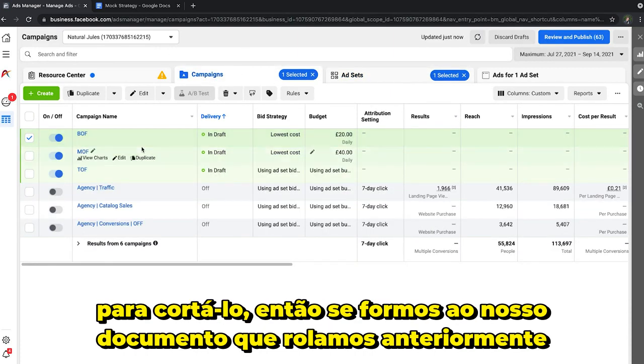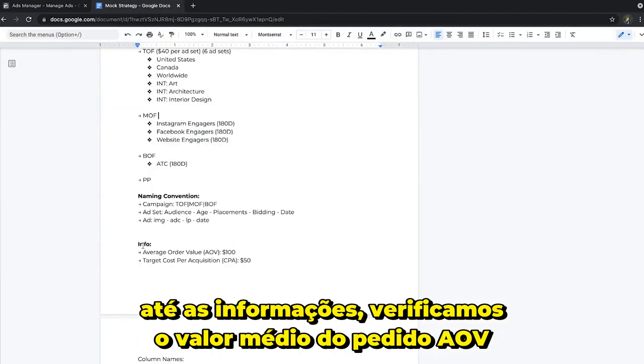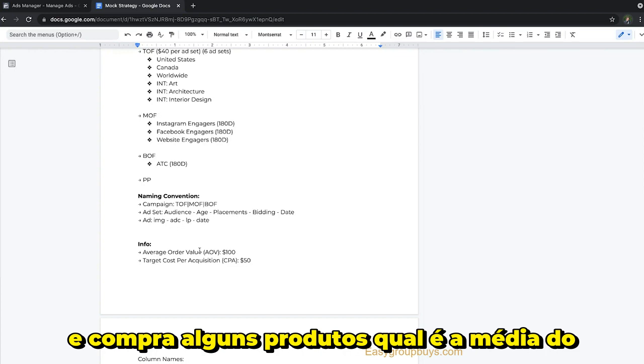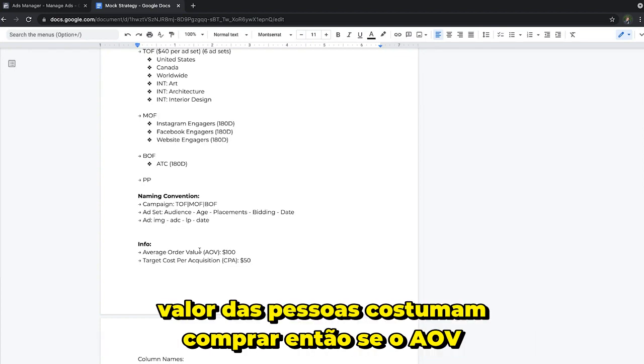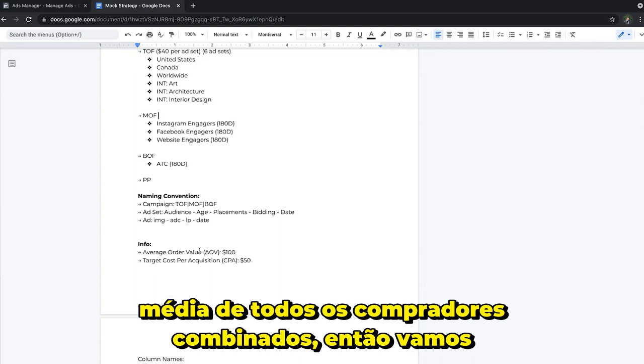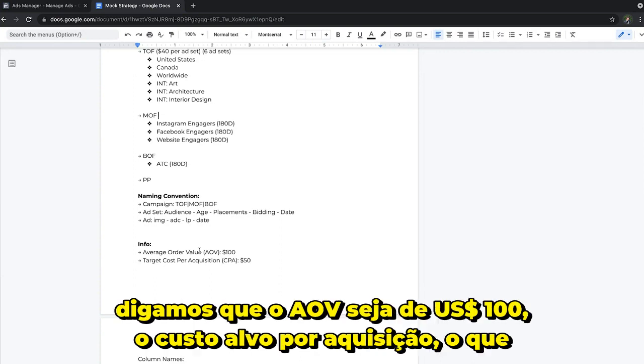So if we go to our doc that we created earlier, we scroll all the way down to info. We can check AOV, average order value. What we covered earlier was, if one person goes on your site and purchases a few products, what is the average value people usually purchase? So if the AOV is 100 or 200, if they purchase one or two products, it's the average across all the purchasers combined. So let's say the AOV is $100.